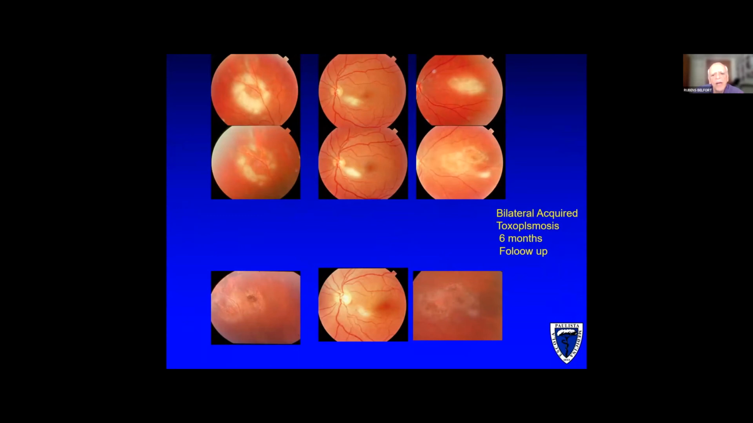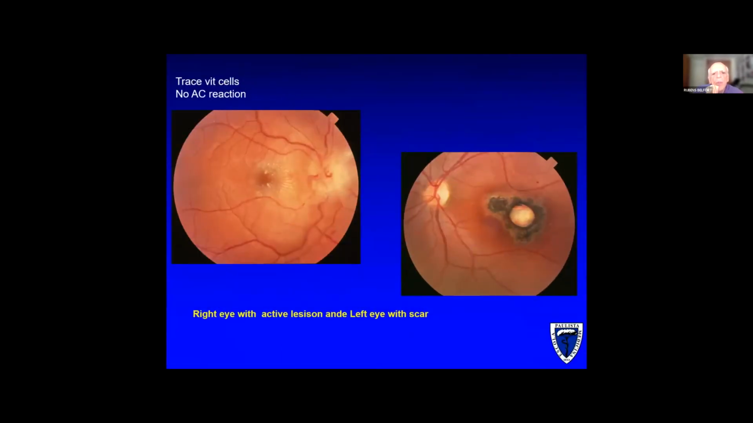You see here patients who had bilateral acquired toxoplasmosis and were treated, and at 6-month follow-up they're completely normal again, except for the scar. Other patients, though, have a very different clinical picture.